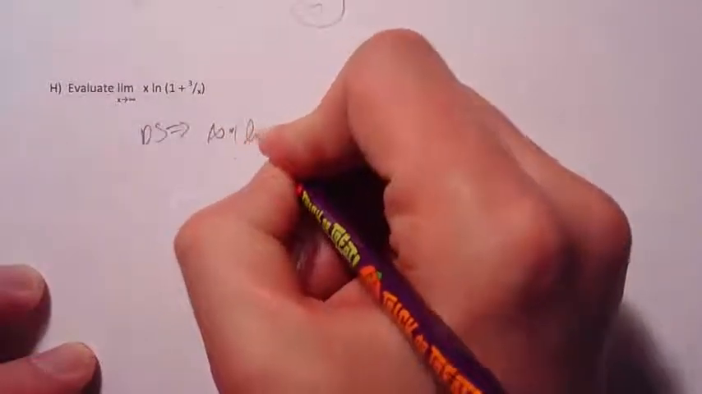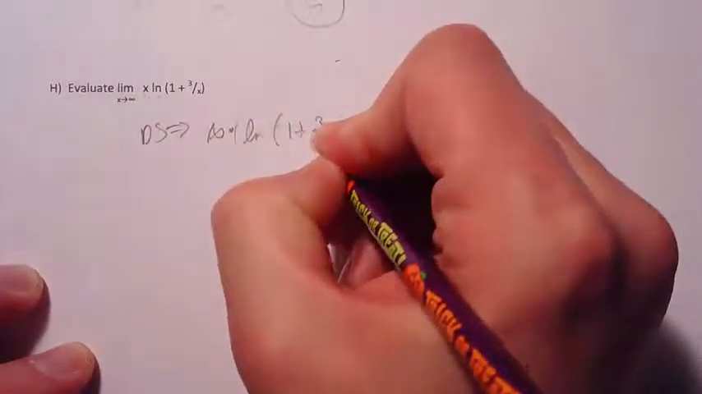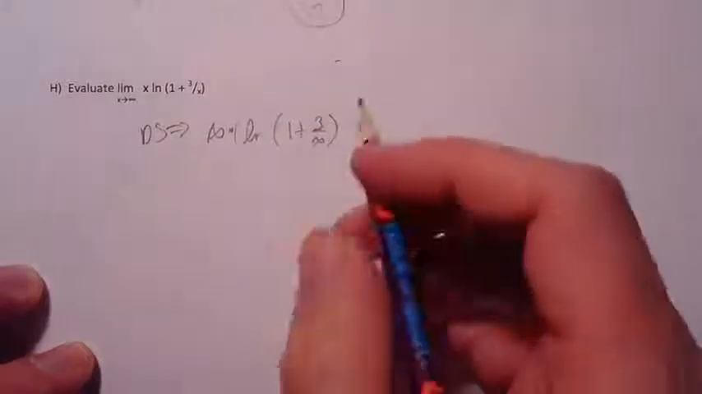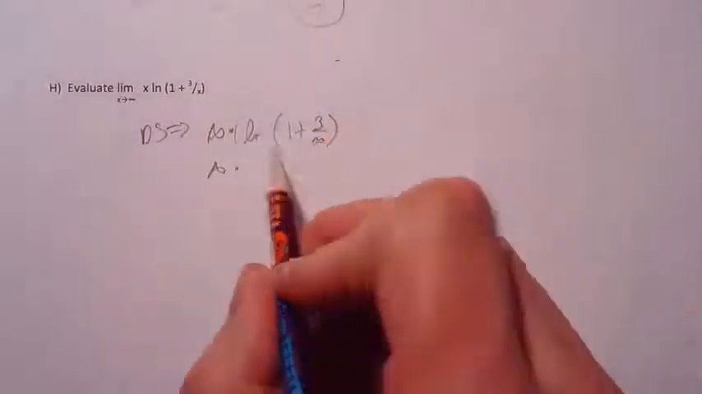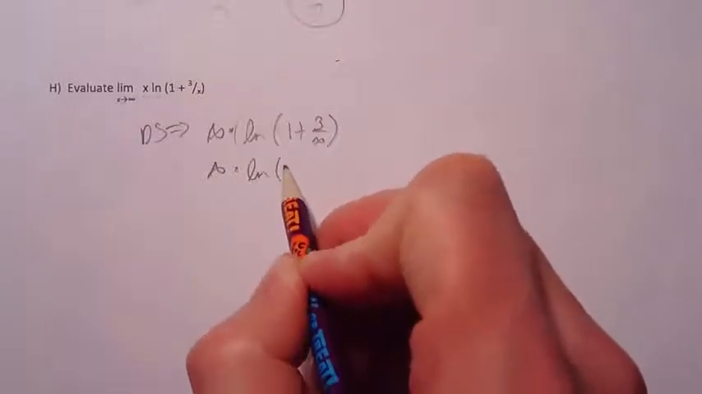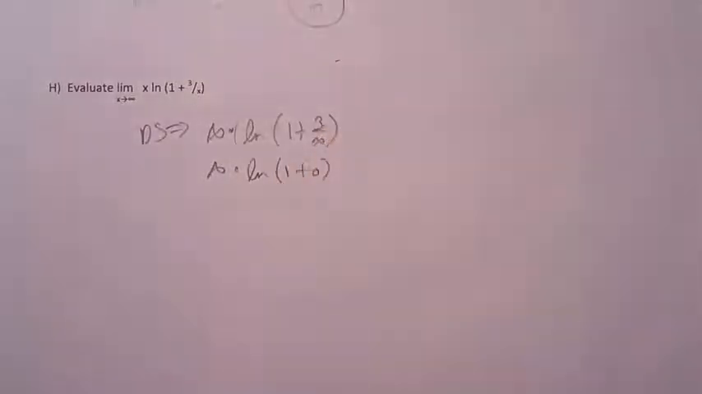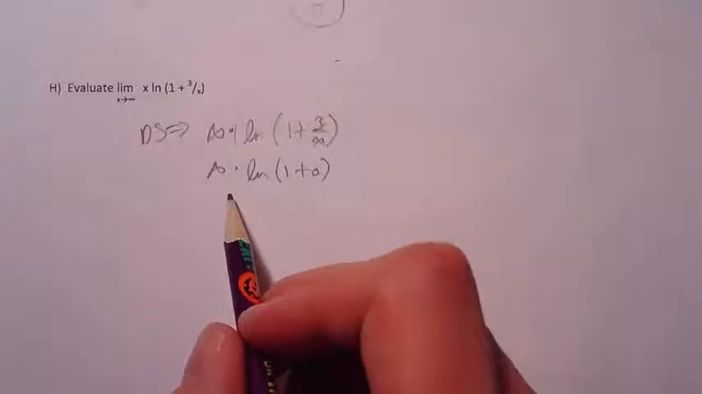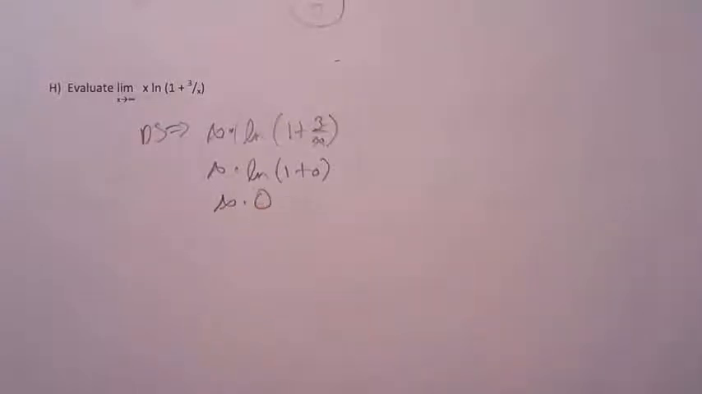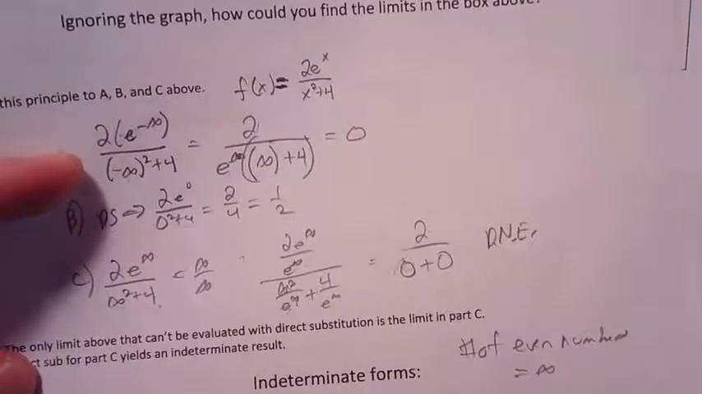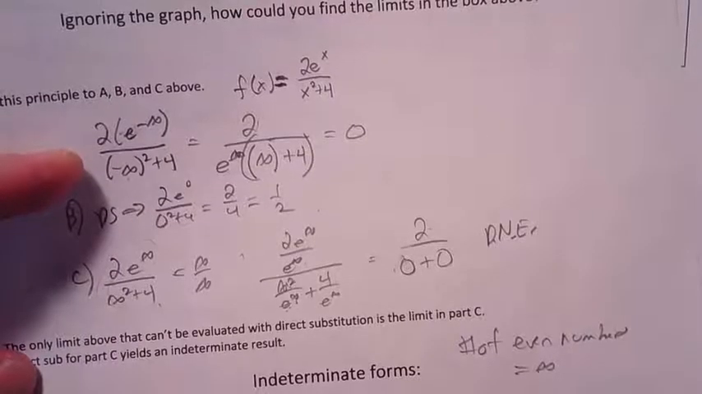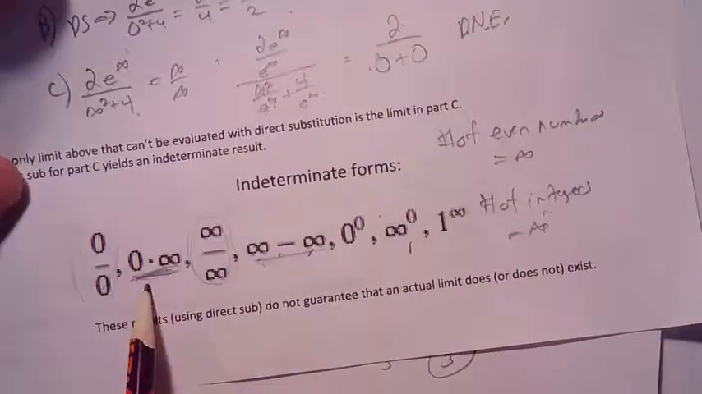Infinity times natural log of 1 plus 3 over infinity. That's like saying natural log of 1 plus 0, because 3 divided by infinity is going to give you 0. Chopping 3 up into infinite parts means each part is 0 units wide. So we have infinity times 0, which is one of those obscure indeterminate forms that we talked about on the first page.